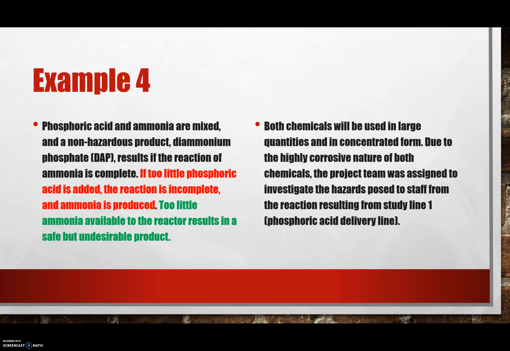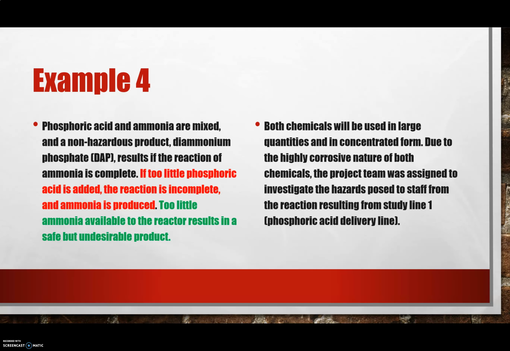Okay, this is the last example for HAZOP studies. Example 4 is based on diammonium phosphate, DAP. Phosphoric acid and ammonia are mixed and a non-hazardous product, DAP, results if the reaction of ammonia is complete. If too little phosphoric acid is added, the reaction is incomplete and ammonia is produced. But if too little ammonia is available to the reactors, the result is a safe but undesirable product.